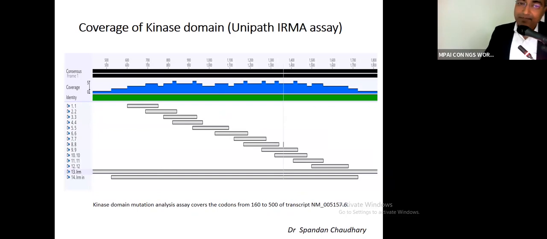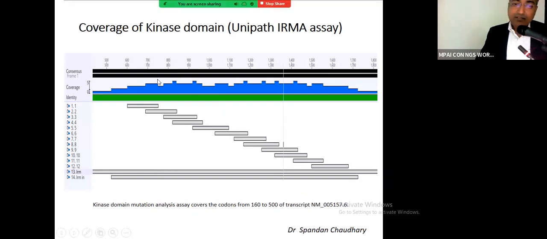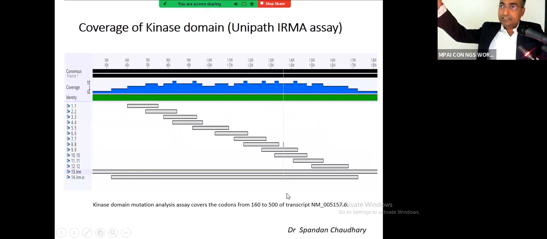We developed this assay. This is an AmpliSeq-based assay, and this shows the kinase domain being covered with various amplicons. It tends to cover codons 160 to 500 of the kinase domain. So I'm just sharing with you a customization of an assay for kinase domain mutation analysis.